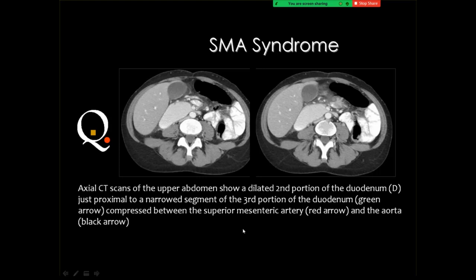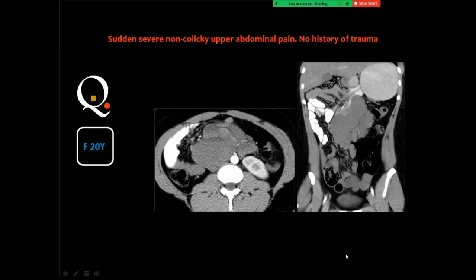This is right. Superior mesenteric artery syndrome is frequently seen in clinical practice. You know that the distance between the superior mesenteric artery and the aorta is about 8 millimeters or more. And if it is very narrow like this, it will compress the third part of the duodenum, and you get intestinal obstructive changes.